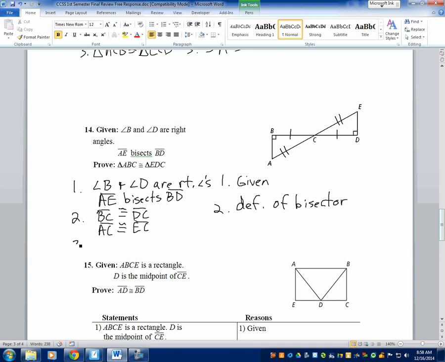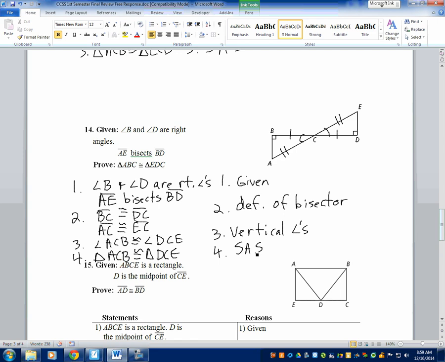Step number 3, I can say angle ACB is congruent to angle DCE by vertical angles. There it is again. Vertical angles theorem. So mark those congruent. And now here it is again, another bow tie. Side angle side bow tie. So triangle ACB is congruent to triangle DCE by side angle side, and I'm done.